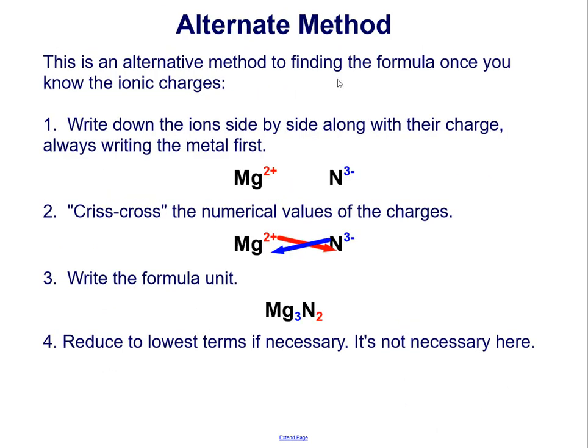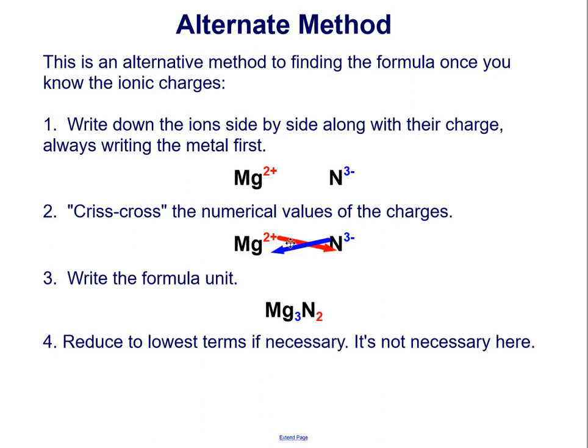Here's an alternative method to finding the formula once you know the ionic charges. Write down the ions side by side along with their charges, always writing the metal first. So here we've written magnesium and then nitrogen, and we put the charge for magnesium, 2 plus, and the charge for nitrogen, 3 minus. Now crisscross the numerical values of the charges.